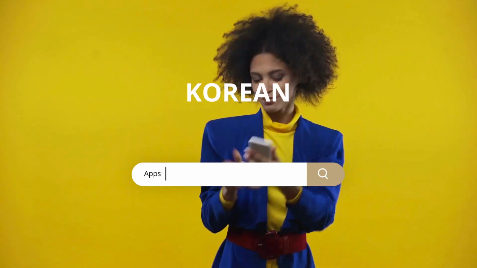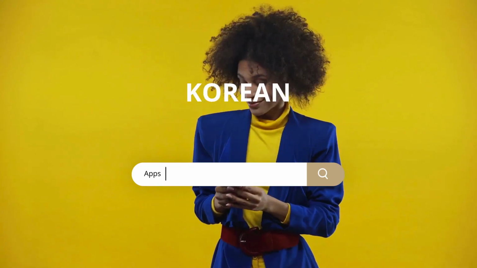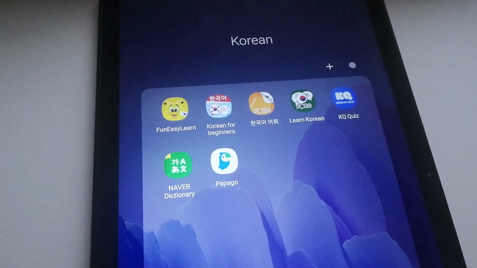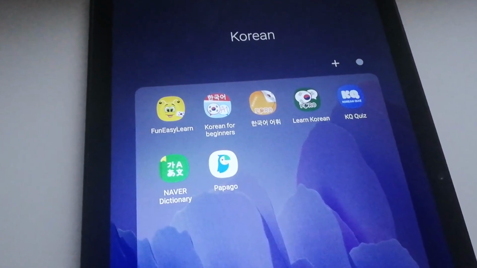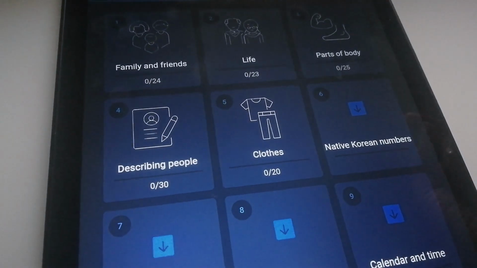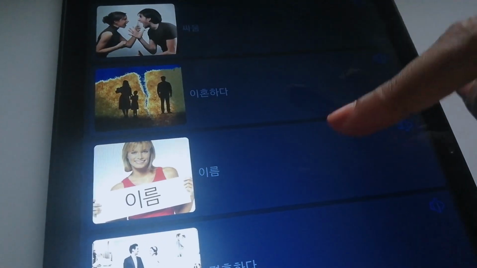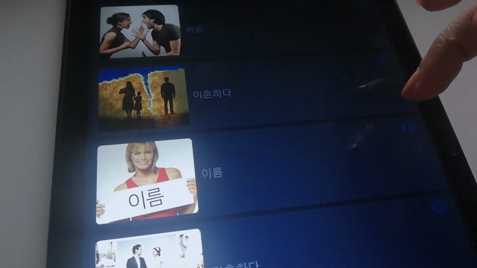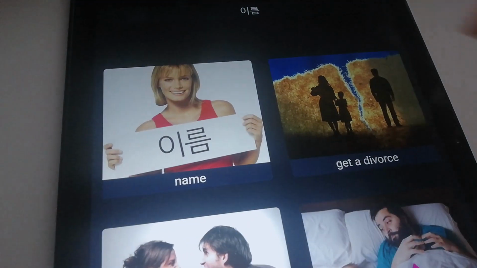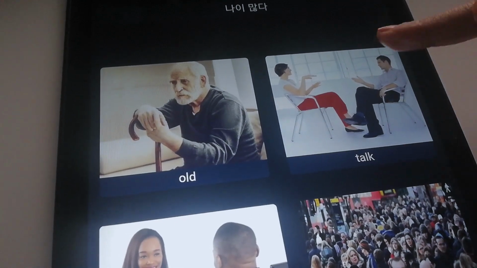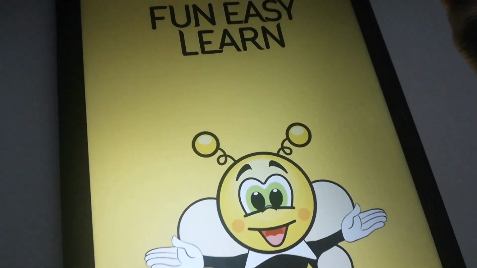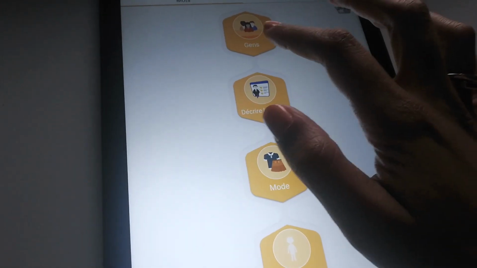You know, I don't really like using apps that much because I think you cannot learn a language by only using apps. So when I use apps, it's mainly to gain vocabulary or to review vocabulary. My favorite app is Korean for Beginners. And then it's FunEasyLearn.